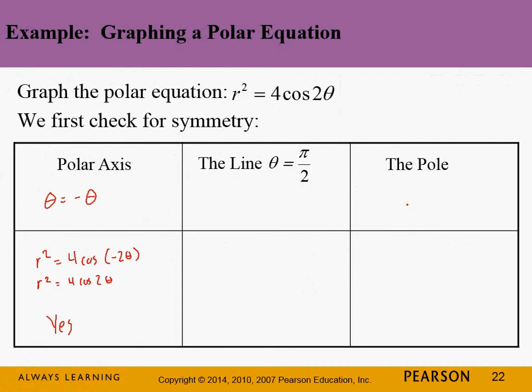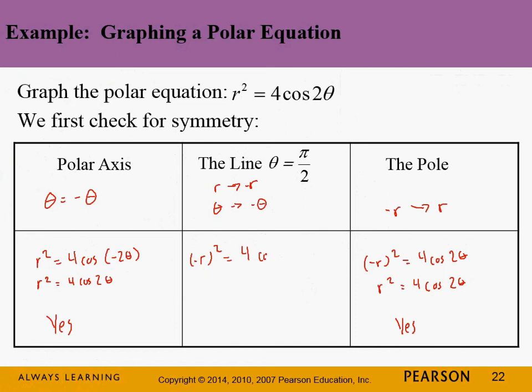All right, let's check for pole symmetry. So we've got negative r squared equals 4 cosine 2 theta, which is just r squared equals 4 cosine 2 theta. Is that the same? Yes. And then we do the line theta equals pi over 2, which is just y-axis symmetry, and say r is negative r, theta is negative theta. So we get negative r squared equals 4 cosine negative 2 theta. That gives us r squared equals 4 cosine 2 theta. Is that the same? Yes. So this has polar axis symmetry, pole symmetry, and pi over 2 symmetry.